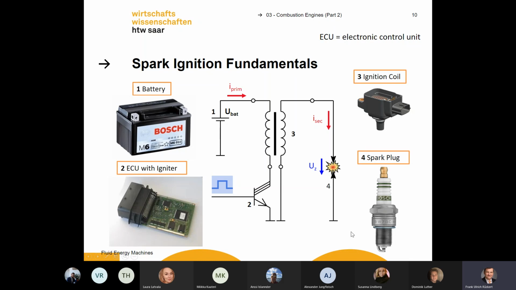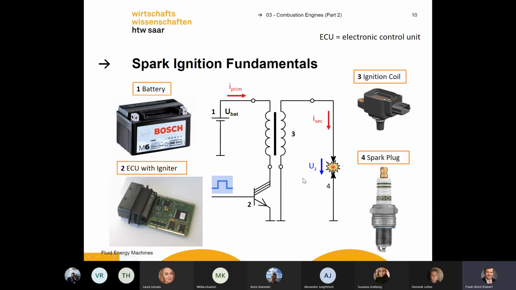You have the spark plug here. You ignite the engine. You need an ignition coil, yeah, to spend the current to the spark plug. And you need, of course, a battery to get the electricity. This is a lead battery. And you also need an ECU, an electronic control unit, to give the signal to the coil to get the spark. And this looks easy. Yeah, it's electrotechnics. It looks easy.